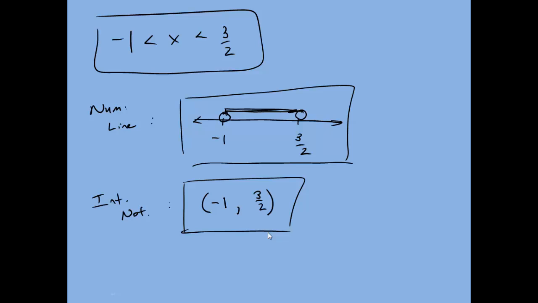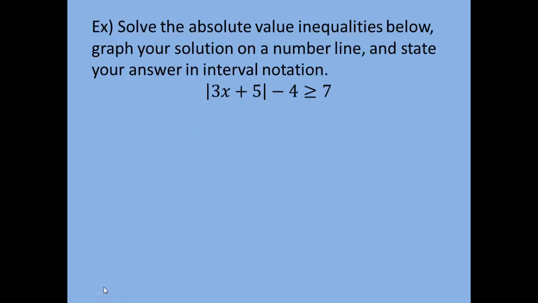Let's take a look at an example now using absolute value inequalities with greater than. So we're going to solve the absolute value inequality below, graph your solution on a number line, and state your answer in interval notation. So same instructions we had in the last one. And on this one, what you really want to do is the same thing we did before. You want to isolate the absolute value on the left side of the inequality.